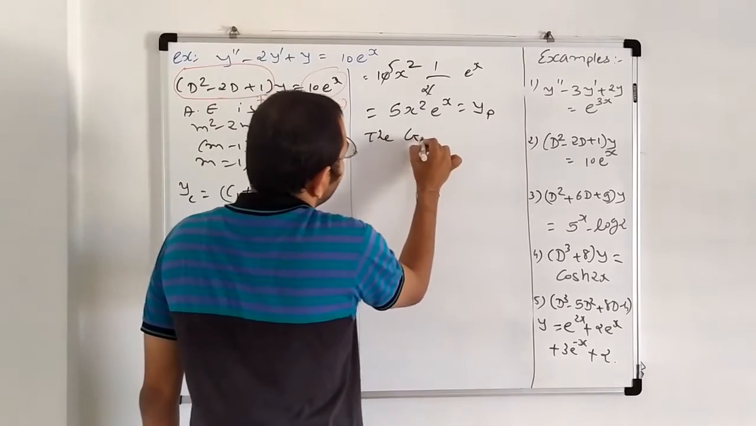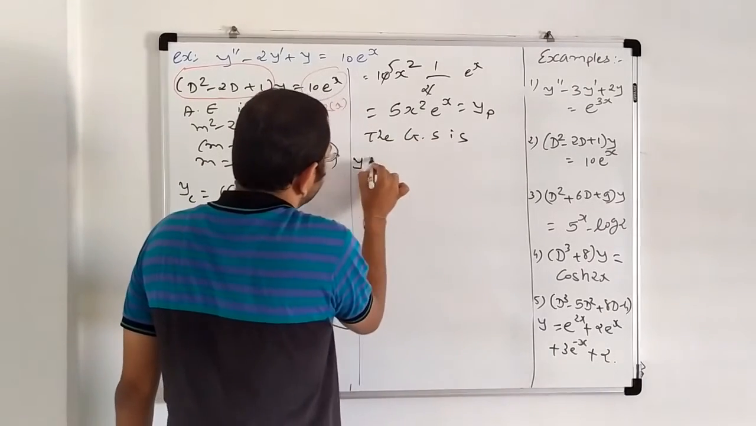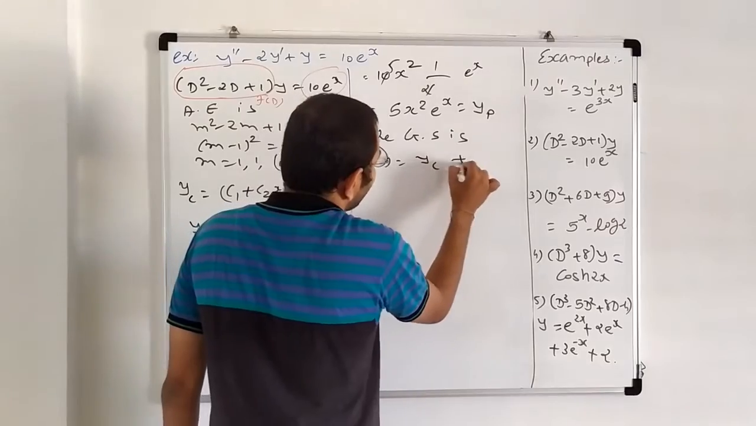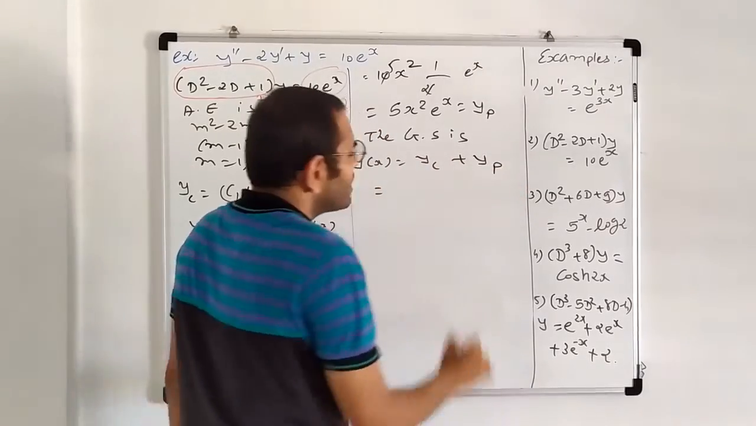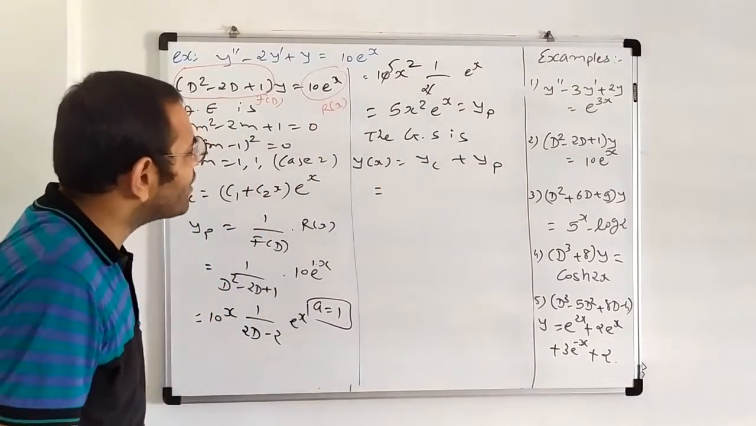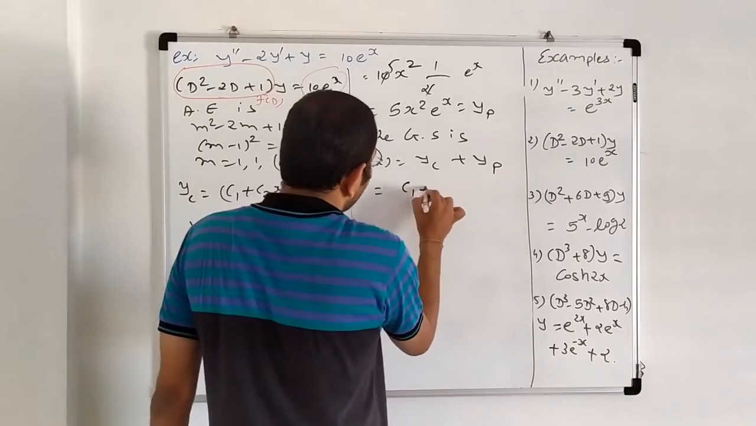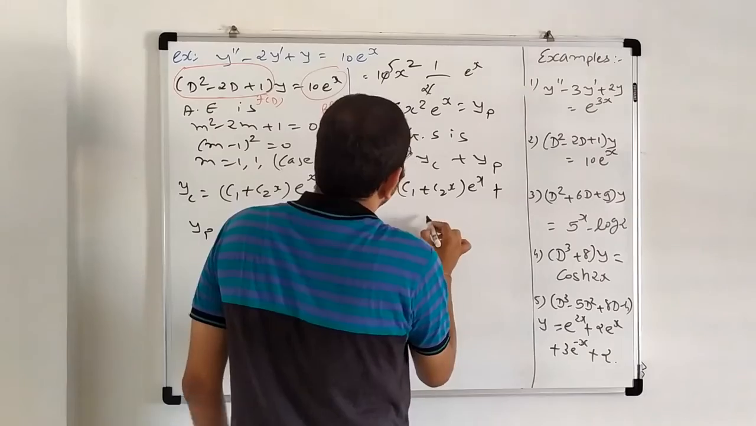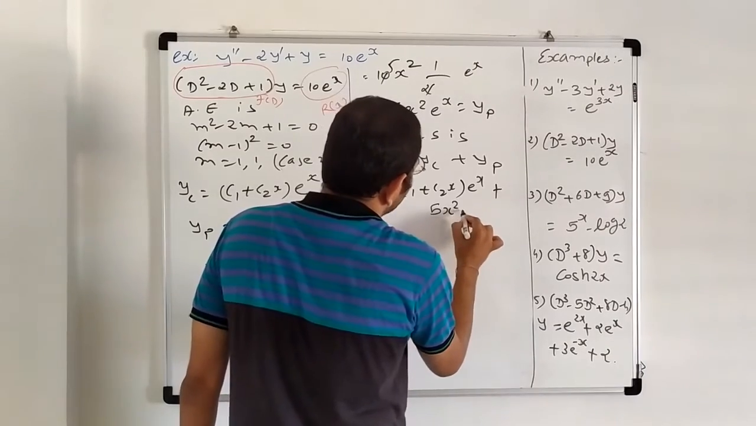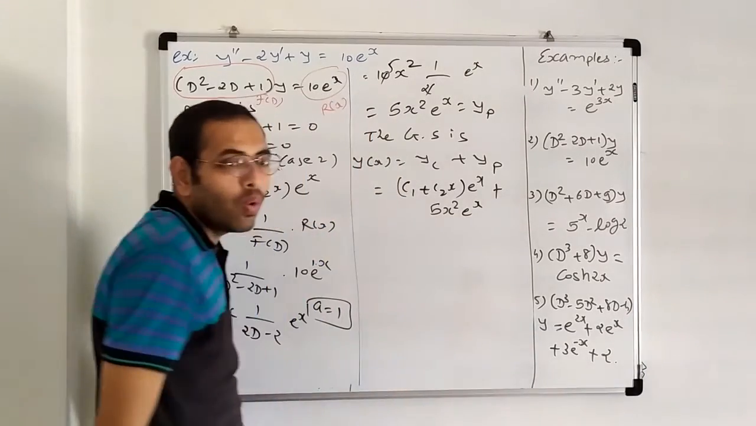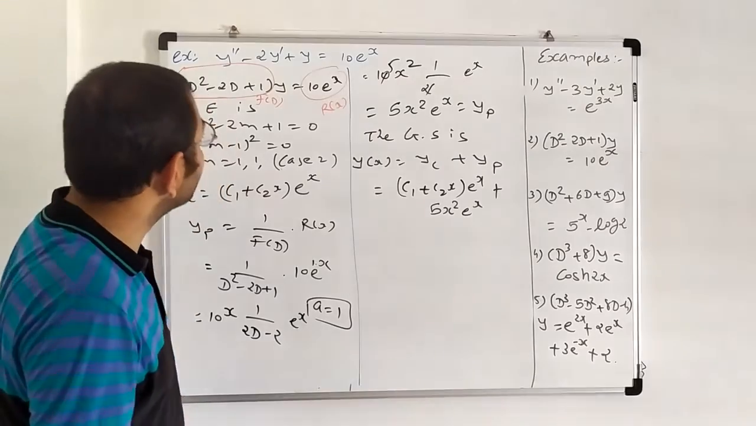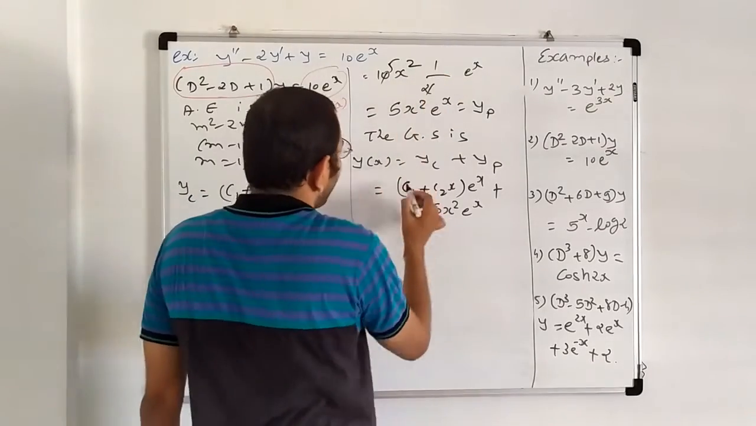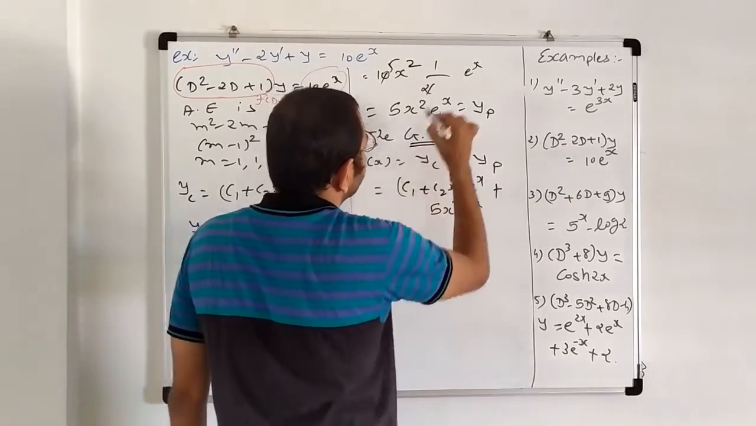Then the general solution is y of x equal to yc plus yp. Substitute the values of yc plus yp: C1 plus C2x e raised to x plus yp, that is 5x square e raised to x. In this example, that is our general solution.